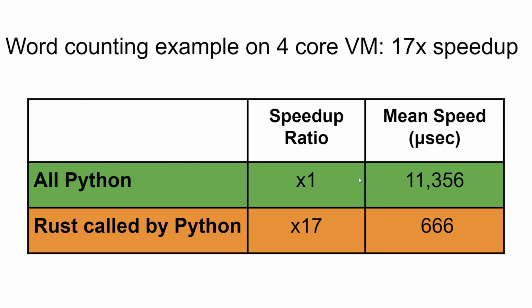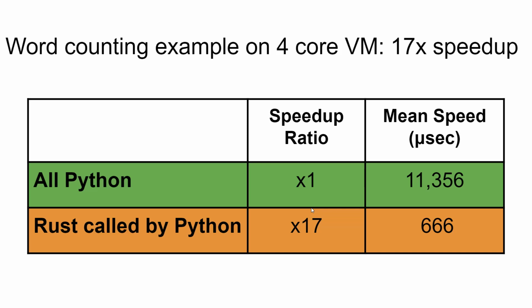And so if we look at one of the examples in the Pyo3 library, and we're going to explore this more in the demo, for this word counting example on a 4-core VM, I saw a 17x speed up. This is being compared against straight Python code, which had a speed ratio of 1. The Rust called by the Python code had a speed up of 17.